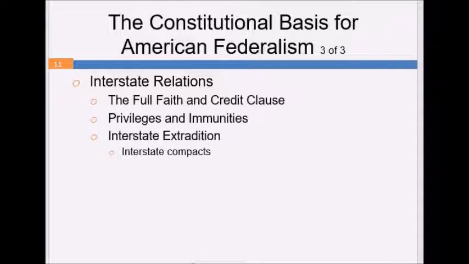States may also enter into interstate compacts. These agreements between states must be approved by Congress if the compact alters the power relationship between the states and the national government.